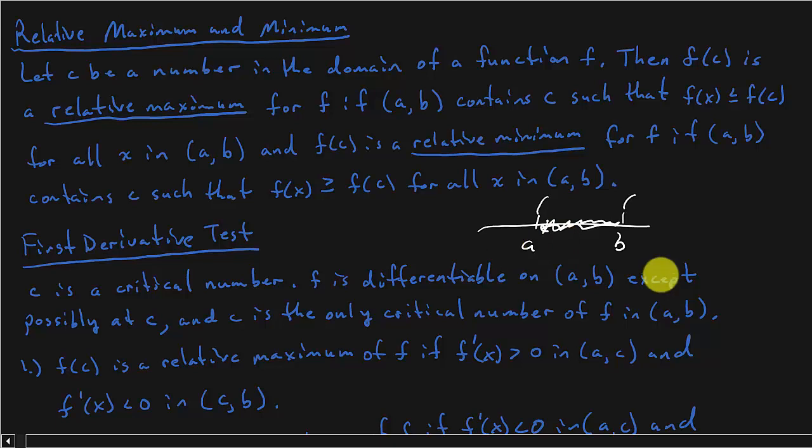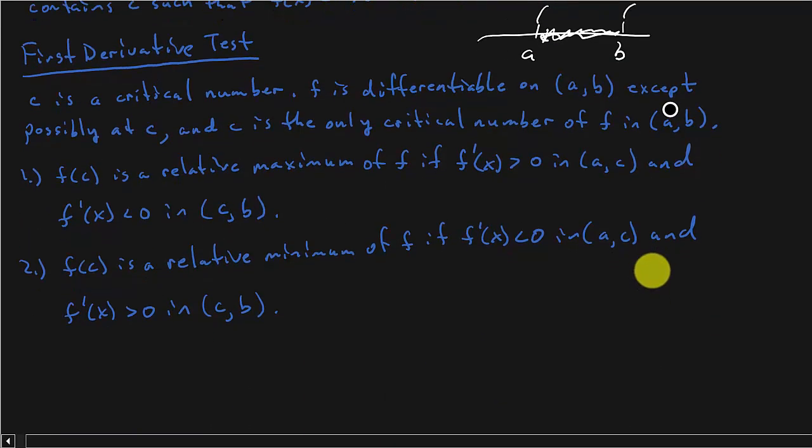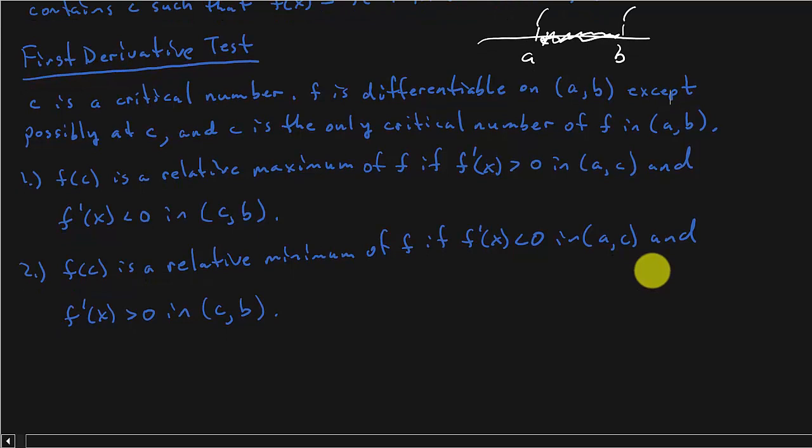That's what that's saying. And so now we have the first derivative test. This is how we can test to see if there's a relative max or min. It says c is a critical number, f is differentiable on (a,b) except possibly at c, and c is the only critical number of f in (a,b). Then f of c is a relative maximum of f if f prime of x is positive in (a,c) and f prime is negative in (c,b). And f of c is a relative minimum of f if f prime is negative in (a,c) and f prime is positive in (c,b). So let me just show you what that looks like.